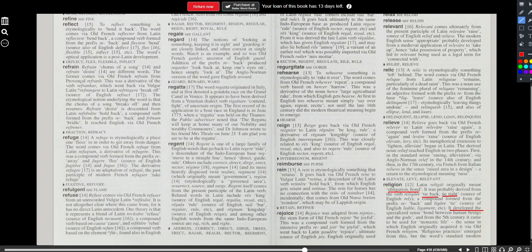It developed the specified sense of a bond between human beings and the gods. The gods. Notice it didn't say God. It says the gods. You gotta catch that, and you gotta research that. Well, wait a second. Why does it say the gods?